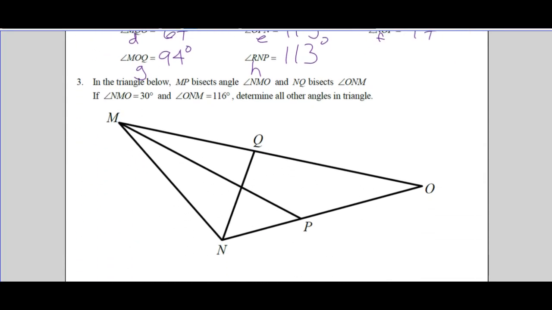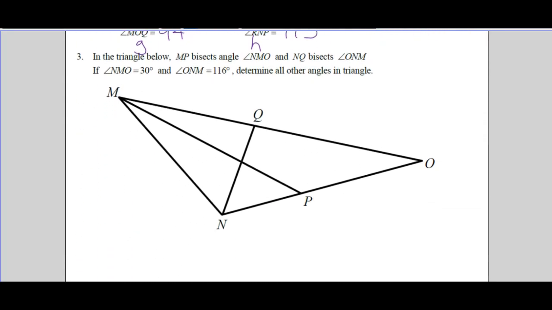Okay. In the triangle below, MP bisects angle NMO. What does bisecting do? Cuts it in half. So if this is A, then this is A. Cuts it in half, so these two are equal to each other. Let's label them. And NQ bisects, cuts in half, so let's label this B and this B.